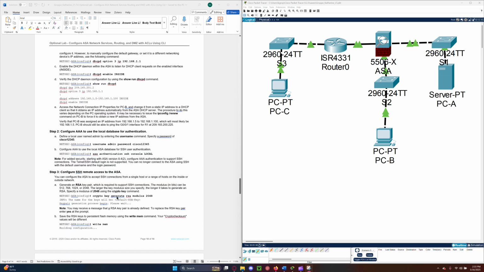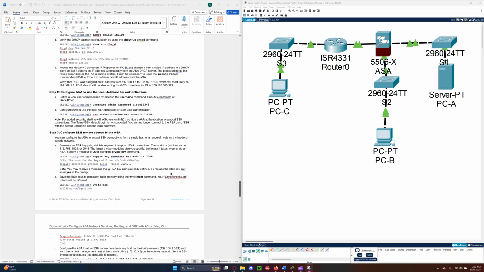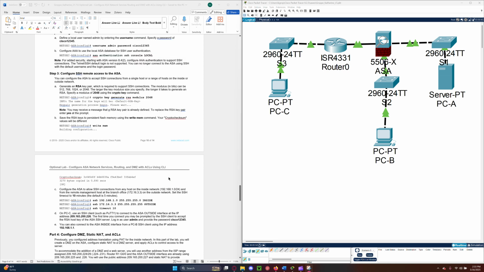I also had no issues with the ASA configuration. The Cisco, this was all good here. Had no issues with it. I was able to generate the keys completely. It was all good. The write to memory worked as well. SSH, I was able to complete as well. I had no issues with it.